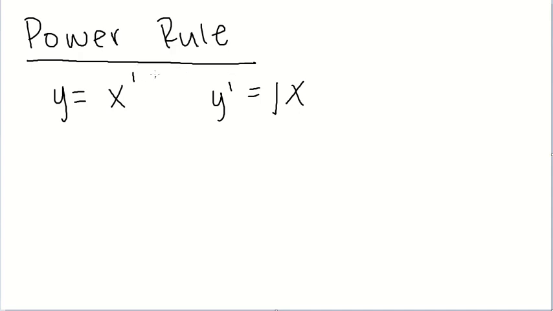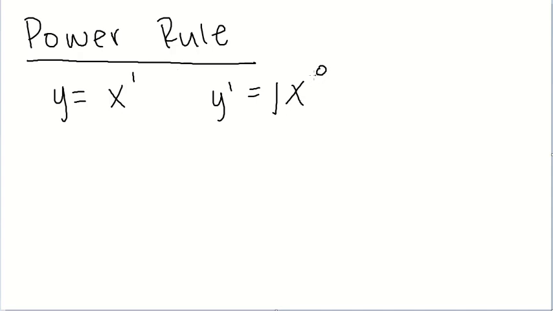And then subtract 1 from the exponent. And 1 minus 1 is going to be 0. So we have y prime equals 1x to the 0. But what is any number to the 0th power? That's something that you want to make sure you know. Any number raised to the 0 power is always 1.